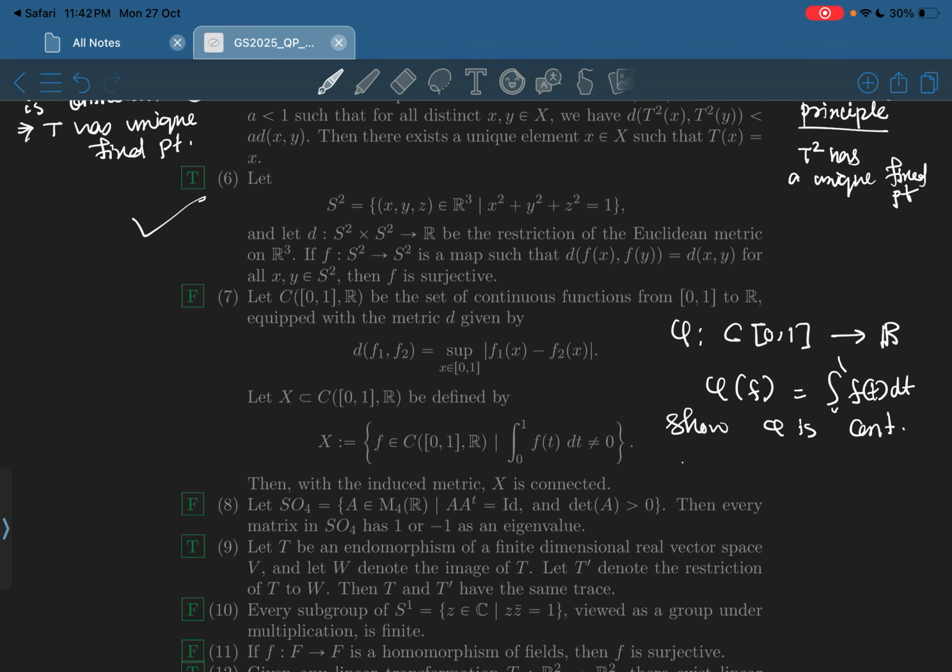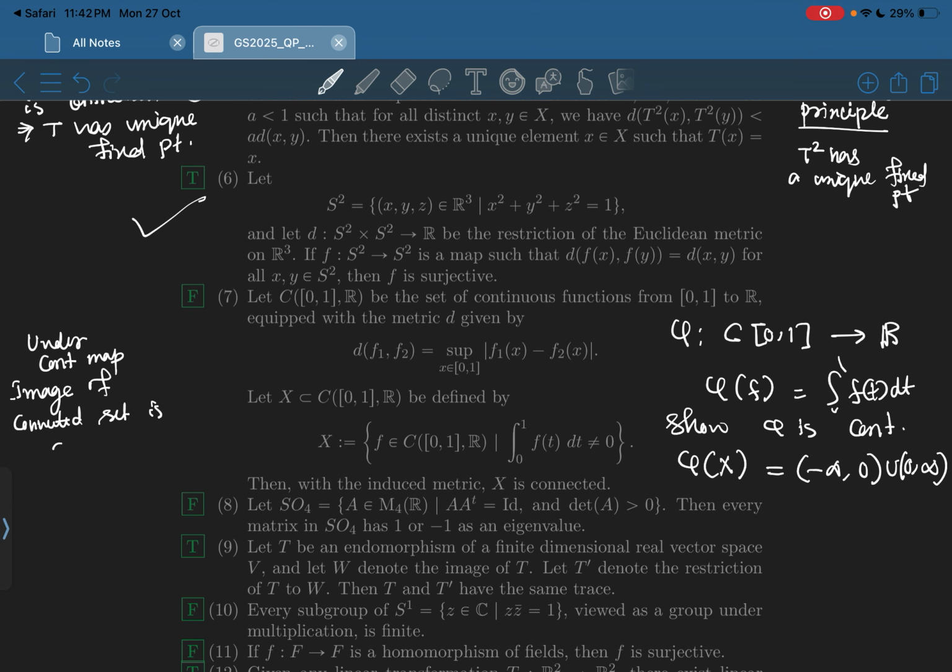Now what is phi of X? Phi of X is (minus infinity, 0) union (0, infinity). Now the image of a connected set under a continuous map is connected. So if X is connected, then the image must be connected, but the image is disconnected because (minus infinity, 0) union (0, infinity) is not connected in R. So that's why X is disconnected. It's a very simple problem, a doable and easy problem.